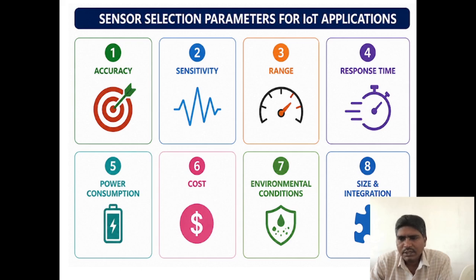We must carefully select sensors based on certain parameters. In this slide, we can see the 8 important parameters used for selecting a sensor for particular applications, starting from accuracy, sensitivity, and environmental conditions, and the last one is size and integration. Let us understand each one with simple real-time examples.